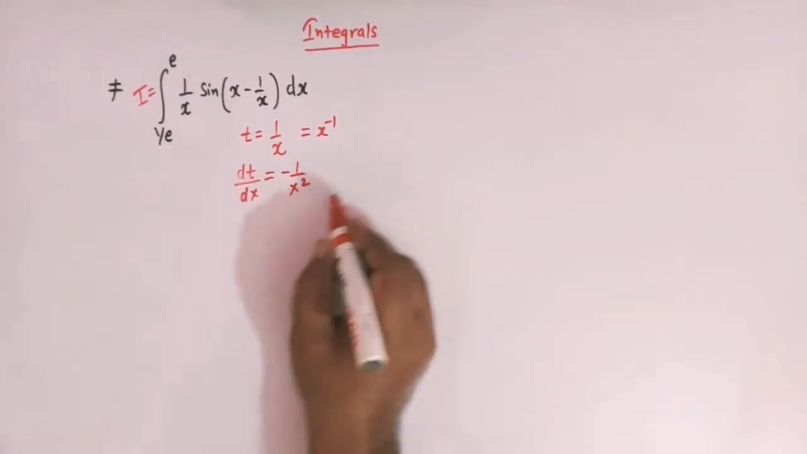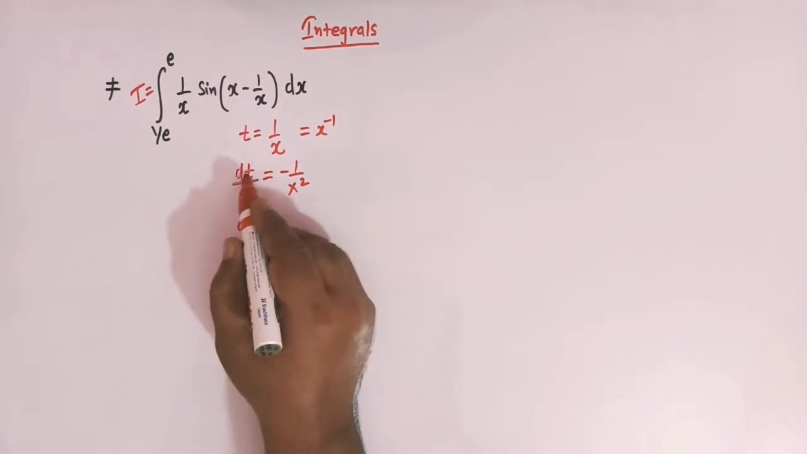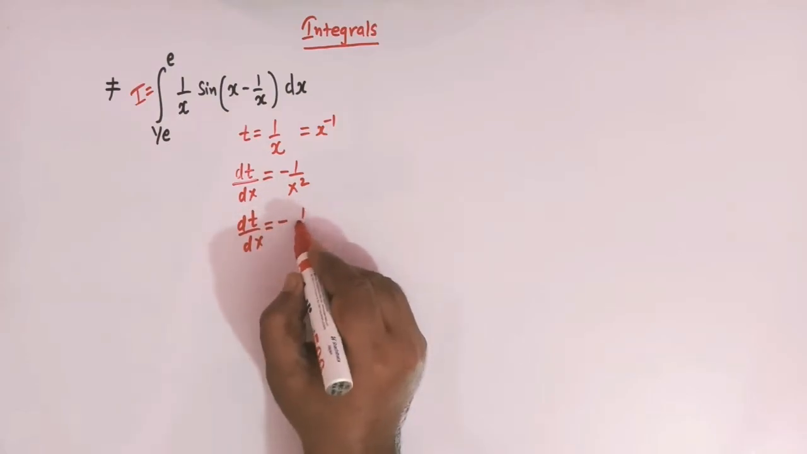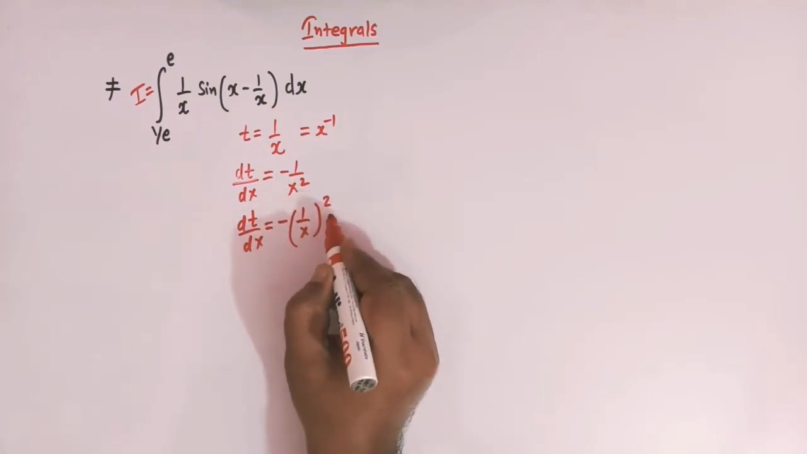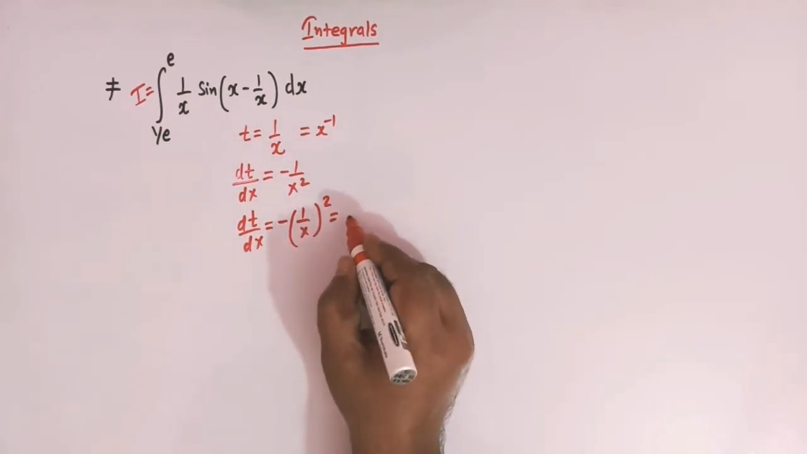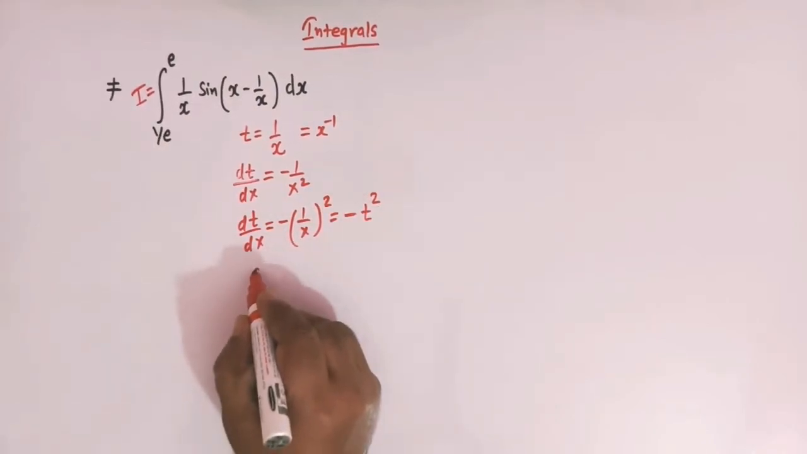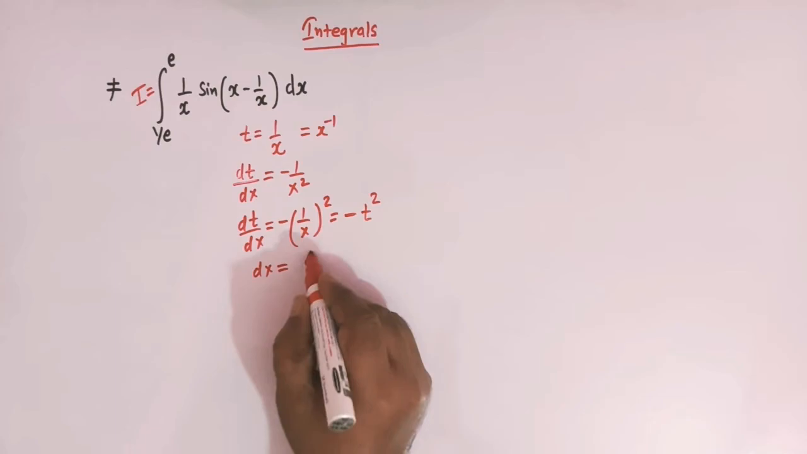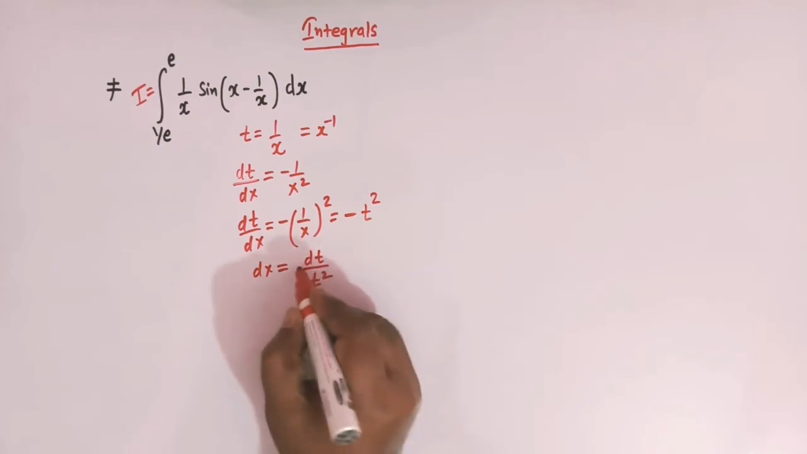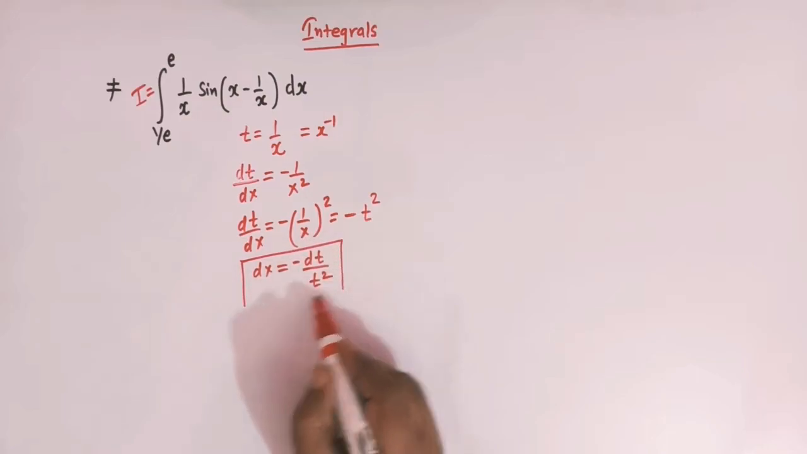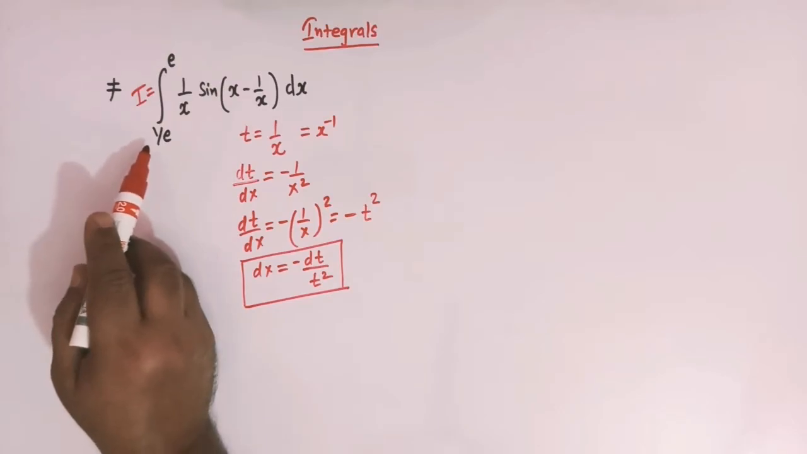So now we can write dt over dx equal to minus 1 over x whole square, and for 1 over x we can write t. So here we have minus t square, so dx can be written as minus dt over t square, with the negative sign.